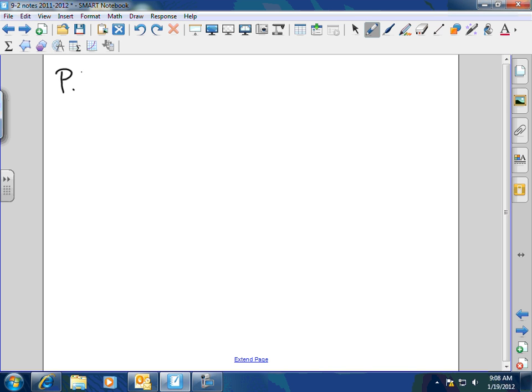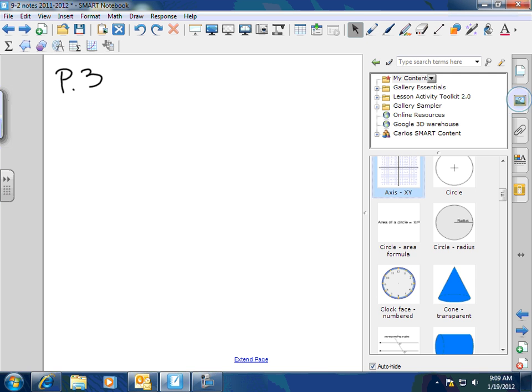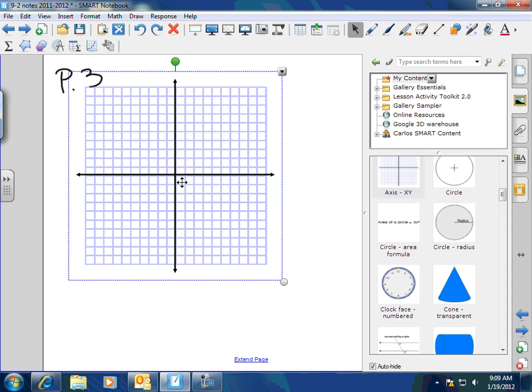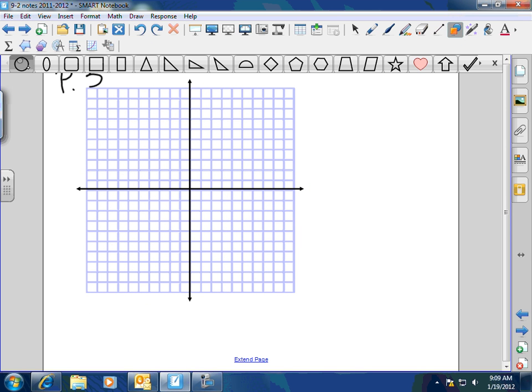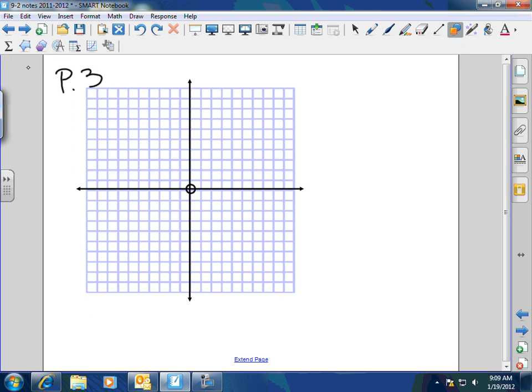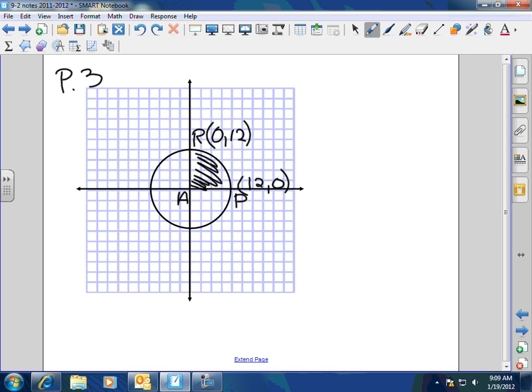Problem 3. For problem 3, they give you again an x and a y axis. So we have an x and a y axis. They give me a circle. So I've got a circle. And they have R, P, A, and they have this as 0, 12, and they have this as 12, 0, and they want to find the area of the shaded region, in other words, the sector area.